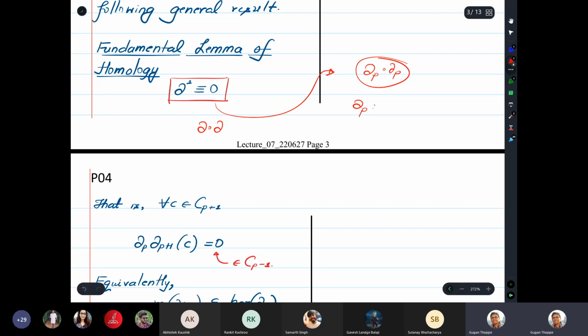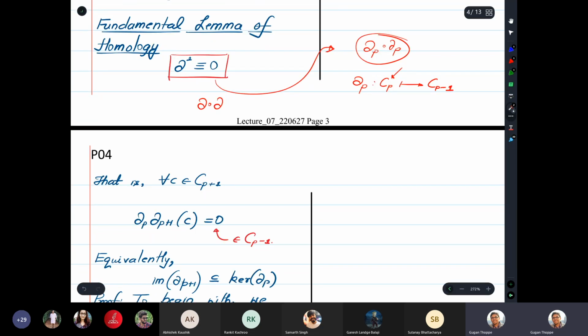Recall that the domain of ∂_p is C_p and the codomain of ∂_p is C_{p-1}. Which means that if you give some p-chain as input to ∂_p, the output of this application would be a (p-1)-chain. Now once you have a (p-1)-chain, you cannot apply ∂_p again, right? So clearly you cannot interpret this ∂² as ∂_p applied twice. It just doesn't make sense.